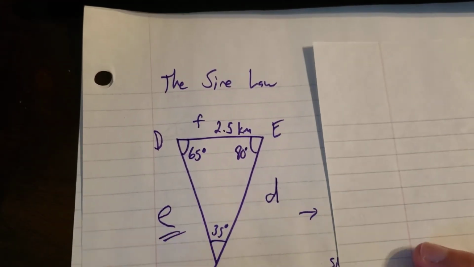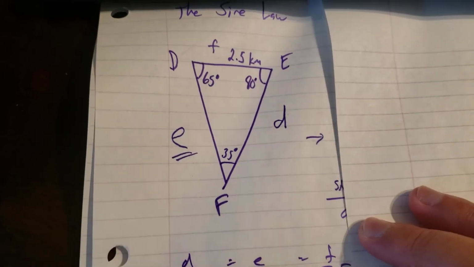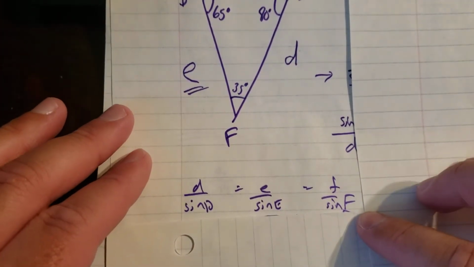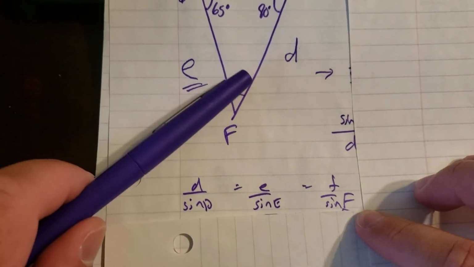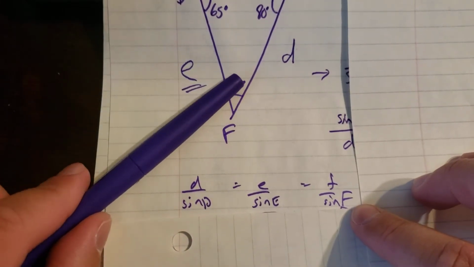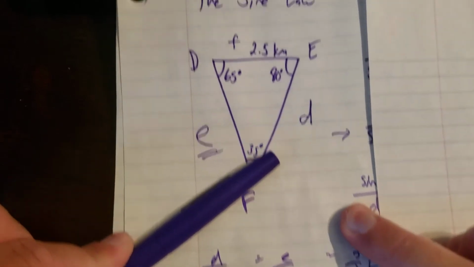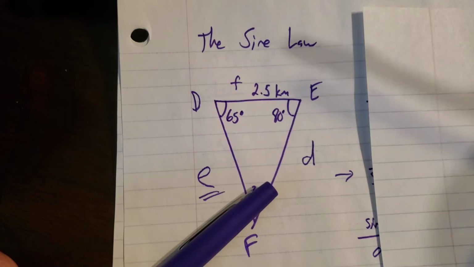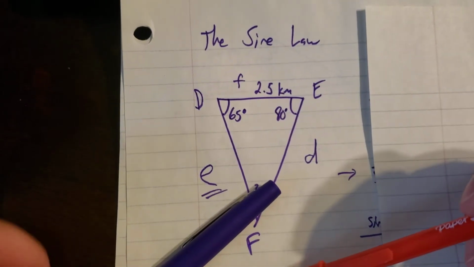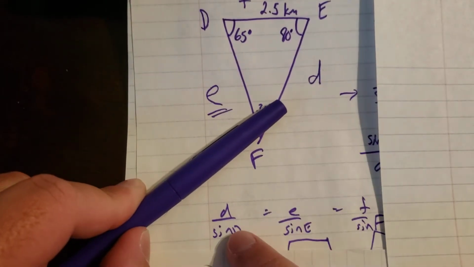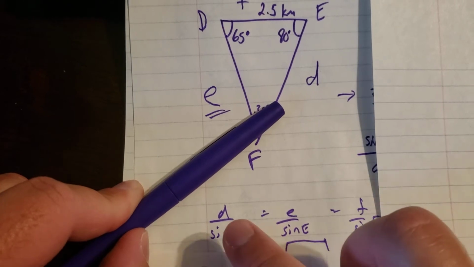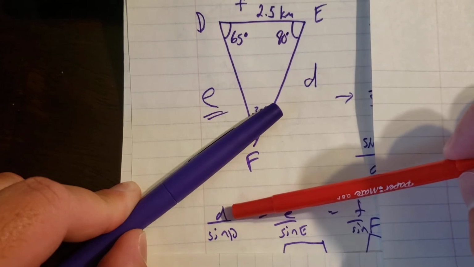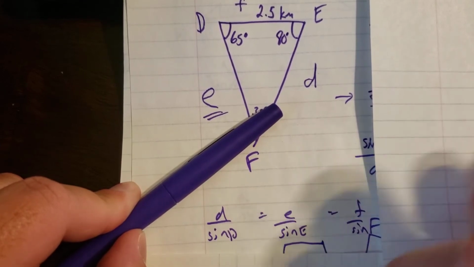So as you can see, I've got, let me move it up so you can see it, d over sine D equals e over sine E equals f over sine F, right? Okay? Now, in this triangle up here, I'm going to take note of what I'm given. I'm going to fill in what I know. Do I know what lowercase d is here? Well, lowercase d is right here. I don't know how long it is, so I'm just going to leave that blank as is.